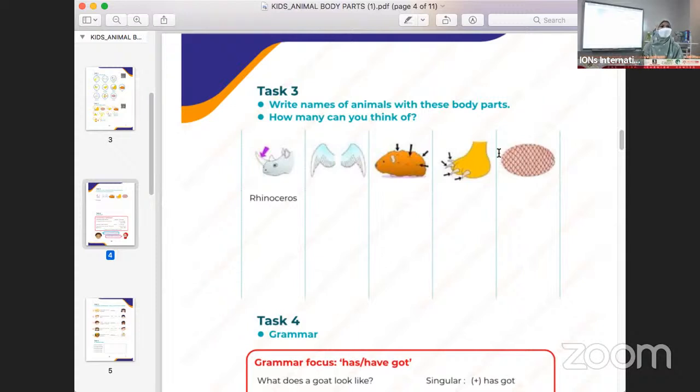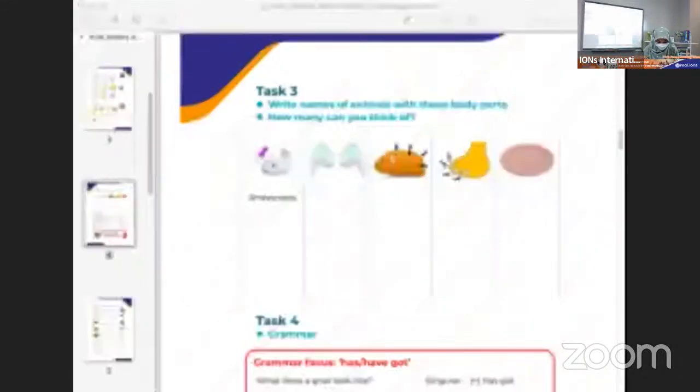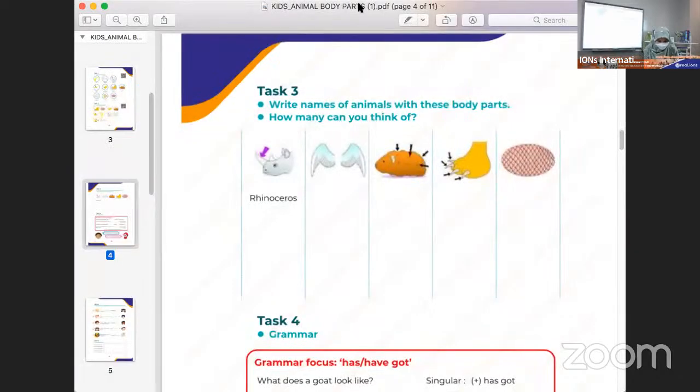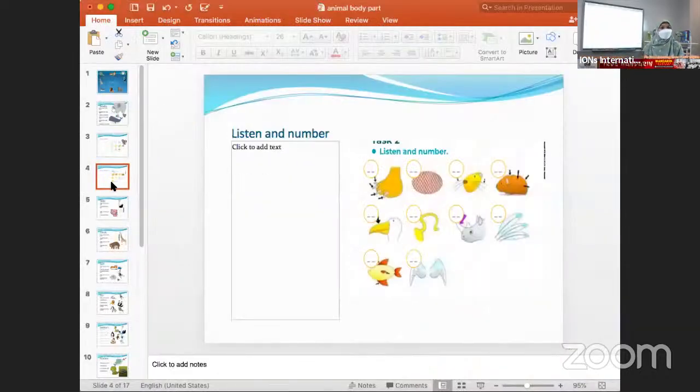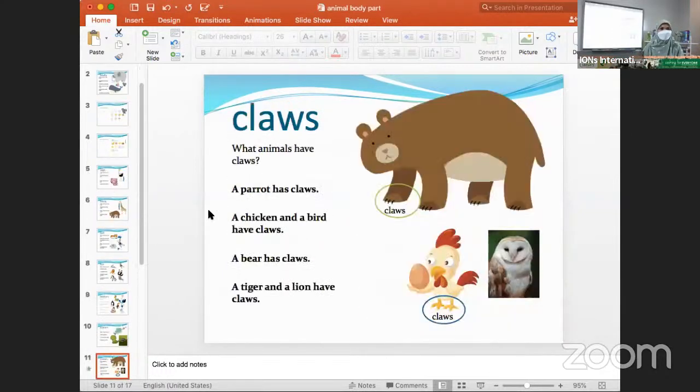That's all, miss. I forgot, miss. It's okay if we forgot. We can see the one that we have learned. Back to this one. Is the picture clear on your screen? Oh, crocodile. Yes, crocodile has scales. How about an alligator? Does an alligator have scales on its body?